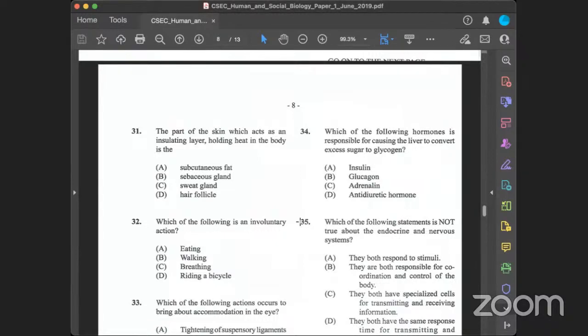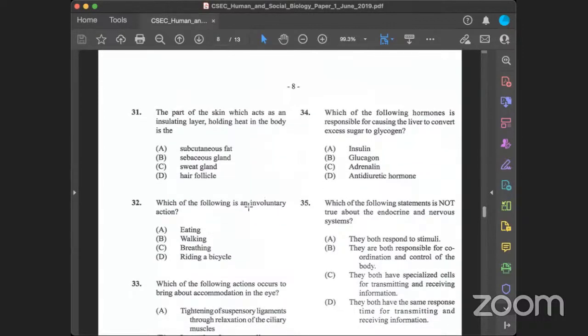Holding heat. What insulates? We said it several times in our classes. What insulates? Fat. So the only one that has fat there is what? A. Subcutaneous fat. Yeah, the subcutaneous fat. Good. So A. 32, involuntary.